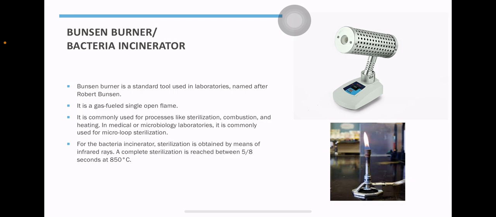Next, we have the Bunsen burner. It produces a direct open flame used for sterilizing loops and creating a sterile field. But because of biosafety concerns, many laboratories now prefer the bacterial incinerators, the one on the upper portion of this presentation, which use infrared heat at 850 degrees Celsius, so achieving sterilization in 5 to 8 seconds without aerosols.